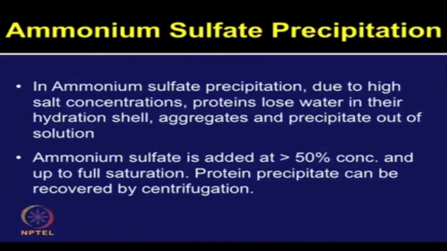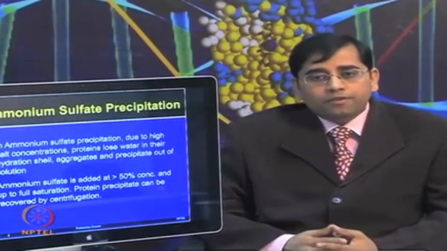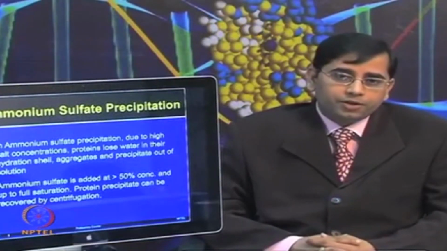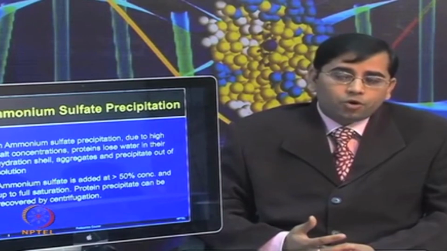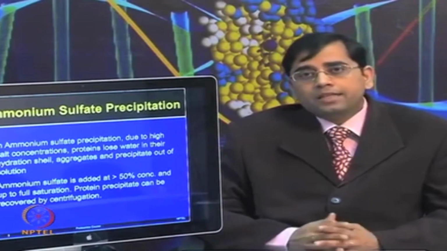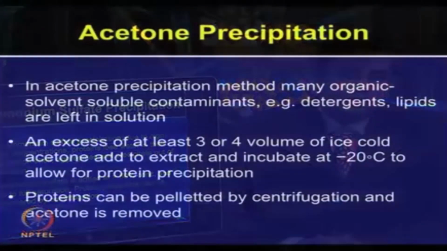Ammonium sulphate precipitation was used, although its use is not so common when you are preparing samples for proteomic applications, but this one still remains a good choice. Due to the high salt concentration, the proteins lose water in their hydration shell, aggregate and precipitate out of the solution. If you add ammonium sulphate at greater than 50% concentration and up to its full saturation, protein precipitation will occur, and then by performing a centrifugation step, this can be recovered.